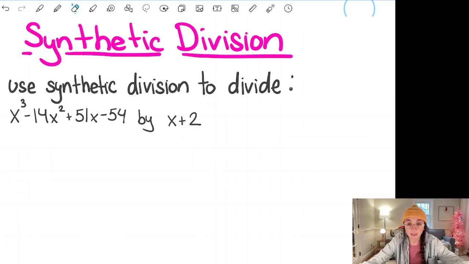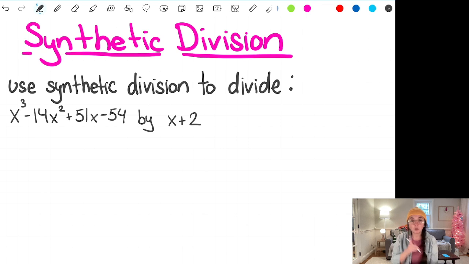Today we're going to learn about synthetic division, which I know is exactly what you guys want to be doing right now. Okay, so the question reads, use synthetic division to divide x cubed minus 14x squared plus 51x minus 54 by x plus 2. Now, synthetic division is essentially a shortcut. It's an easier way to divide stuff.